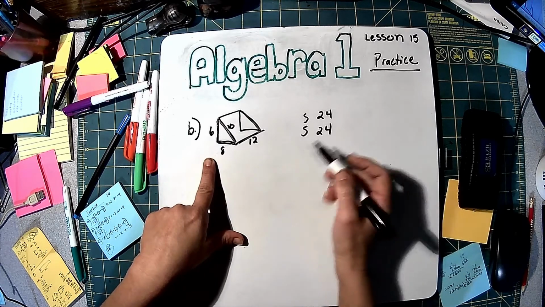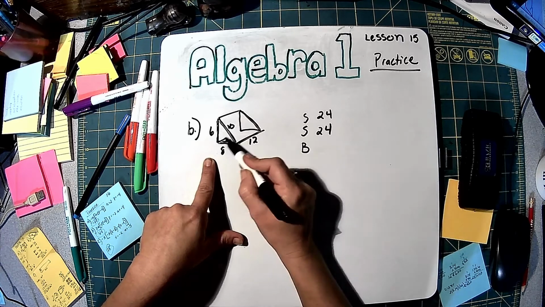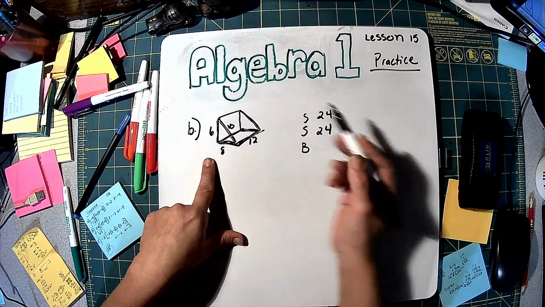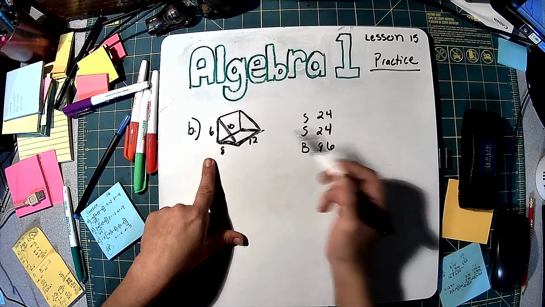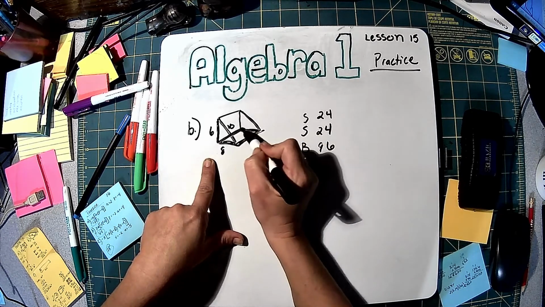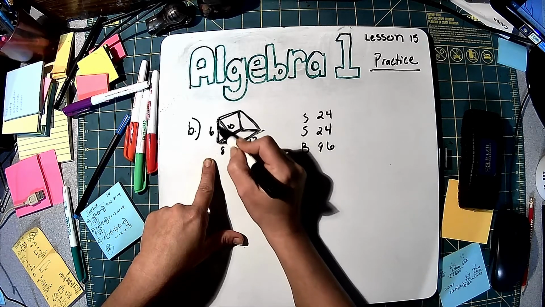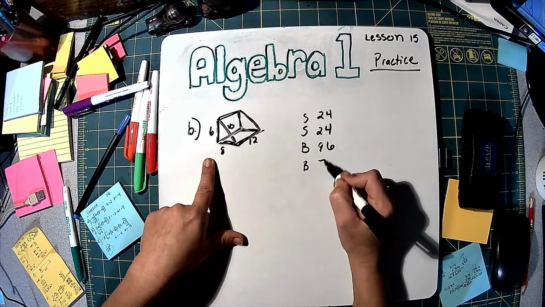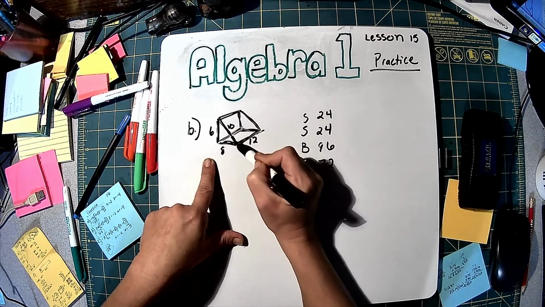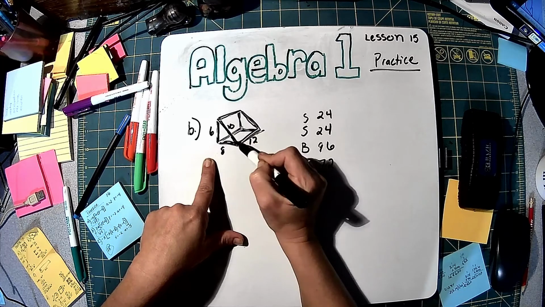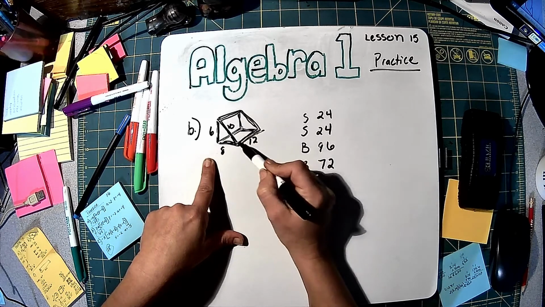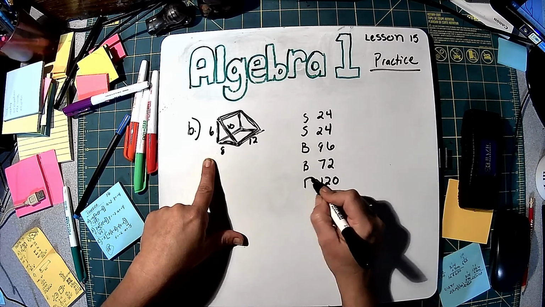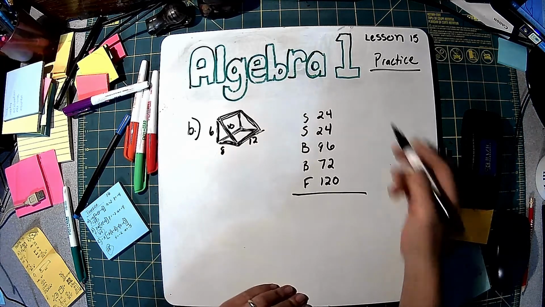Okay, those are our sides, and then we're going to have a bottom, so that's this, which is 12 times 8, which would be 96. Then we're going to have a back, which is this one, which would be 6 times 12, which would be 72. Then we're going to have this top or front right here. Call it the front. And that's 12 times 10, which would be 120. Alright, now I just have to add all those together.